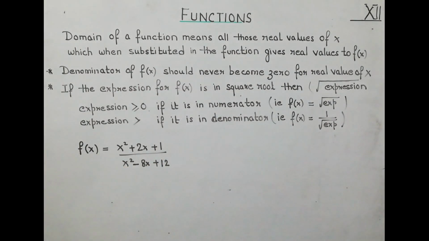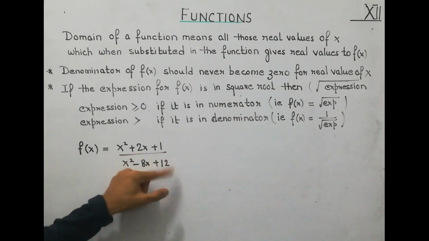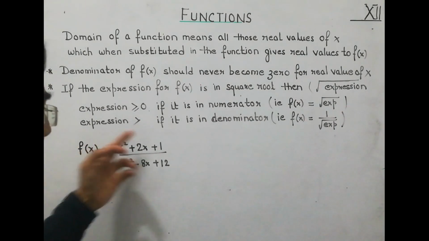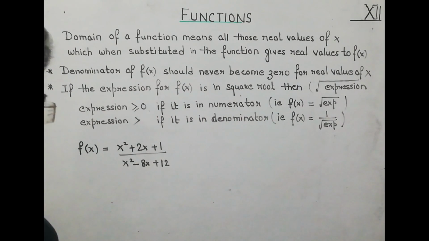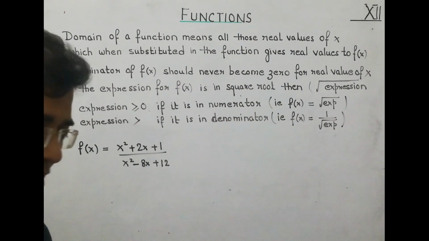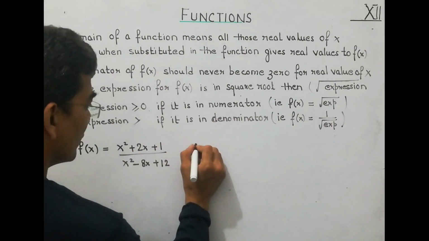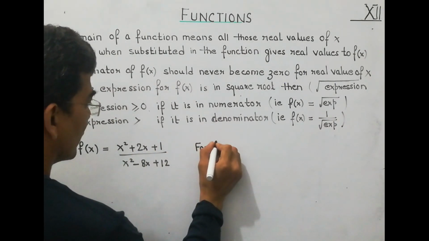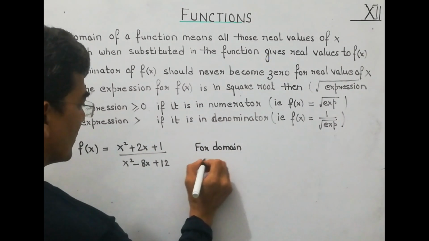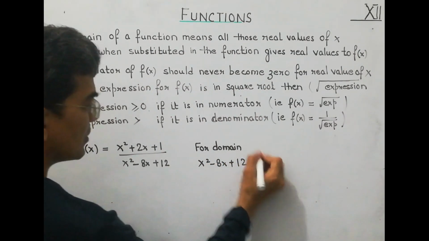Okay, now see this one. Now in this one also, if any value of x makes the denominator 0, then we will say that value for y, that is f(x), is not defined. So we have to find those values of x which can make the denominator 0. So here the denominator should not be equal to 0. This denominator should not be equal to 0.